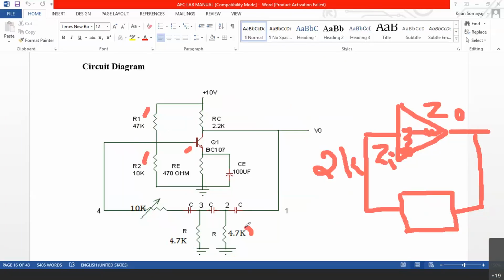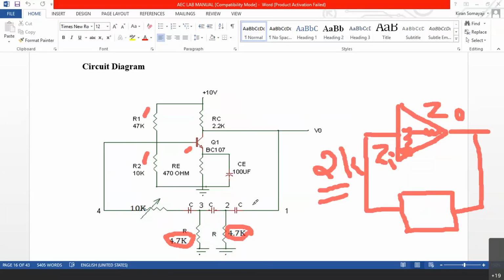Now we have connected a 4.7K here. If at all we connect one more 4.7K here in parallel, that 4.7K will be in parallel with this 2K. You understood? Let us say we connect the third resistor in parallel, that 4.7K will come in parallel with the input impedance of the amplifier itself, that is 2K. So 4.7K in parallel with 2K. Now our formula will deviate, right?